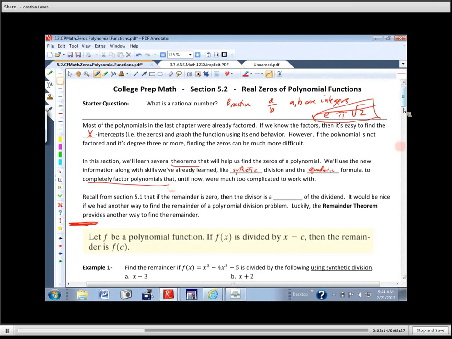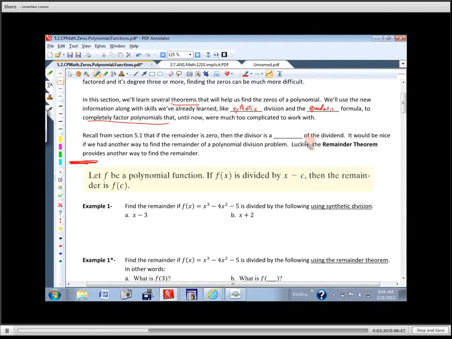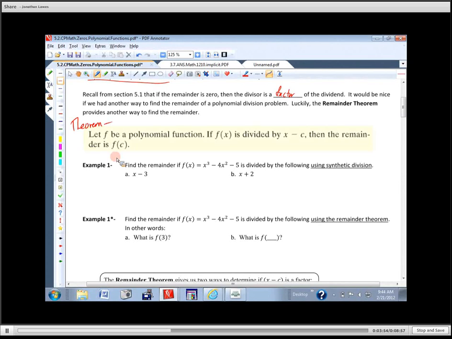If you remember from 5.1, if the remainder is 0, then the divisor is a factor of the dividend. It would be nice if we had another way, other than doing synthetic division all the time, to figure out whether it's a factor, and we do. So here's the first theorem. Again, what is a theorem? It's a mathematical statement that's been proven to be true. It's a mathematical rule, if you want to think of it that way. Theorems are often very wordy. Sometimes they're hard to understand, but if we break them down into pieces, hopefully they're not too bad.